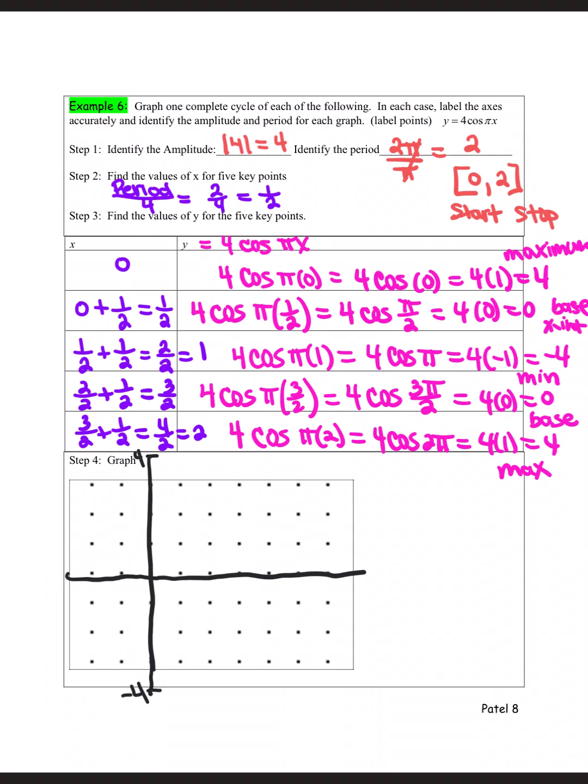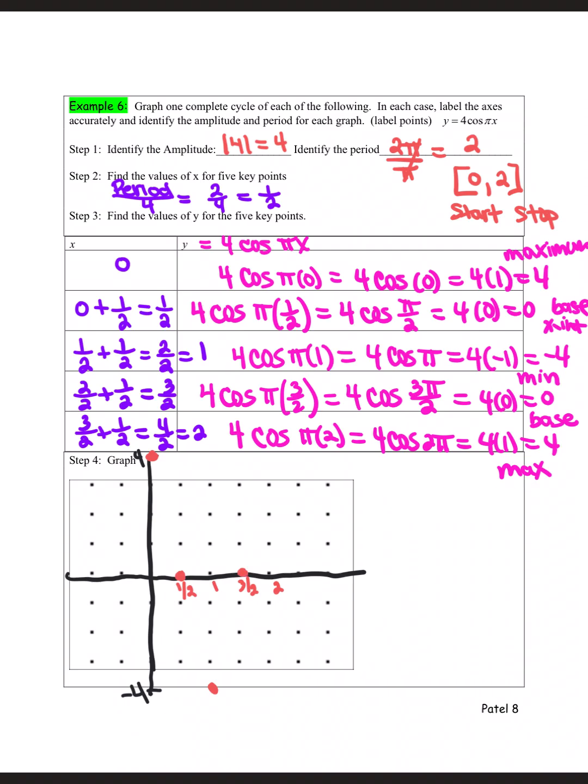Starting at 0, 4. And then we have each little increment is a half space apart. So then we have 1/2, 0. So it goes high or max, base. Then we have 1, -4, so it goes min. Then we have 3/2, 0.